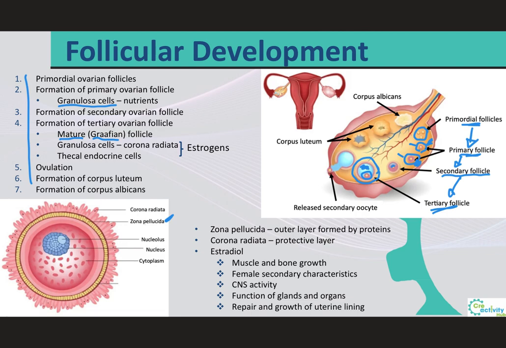Now, the granulosa cells that are still associated with the primary oocyte will form this protective layer that's known as the corona radiata. And as the granulosa cells enlarge and multiply, adjacent cells form a layer of thecal endocrine cells around the entire follicle, which we cannot see on this image. But these thecal endocrine cells and the granulosa cells work together to produce the sex hormones called estrogen. And this will lead us to the next step, which is ovulation.